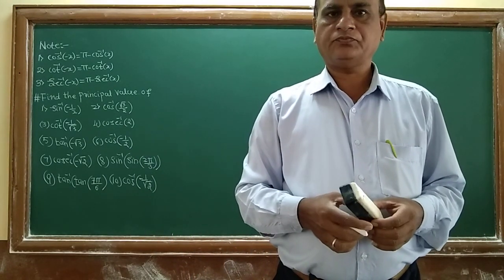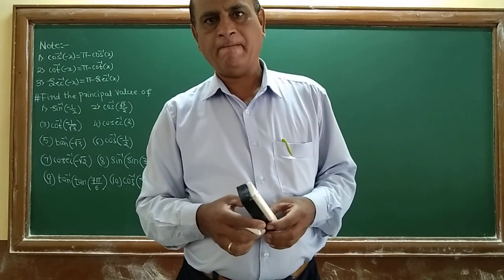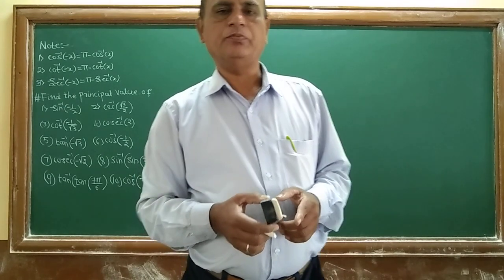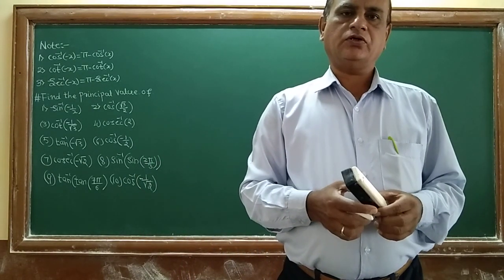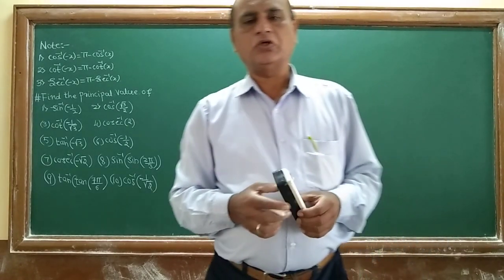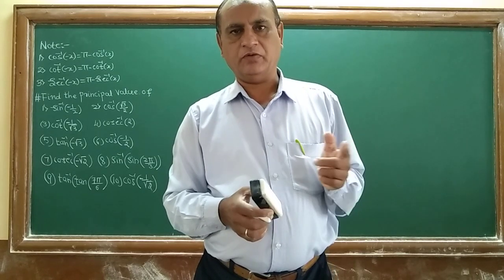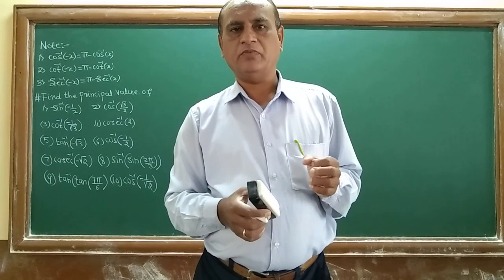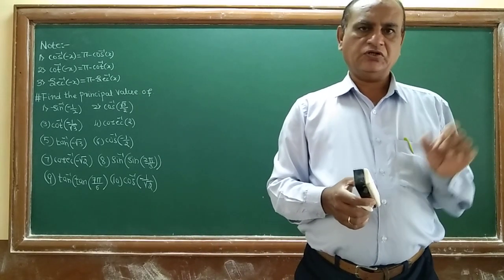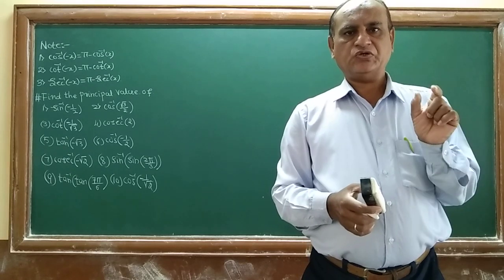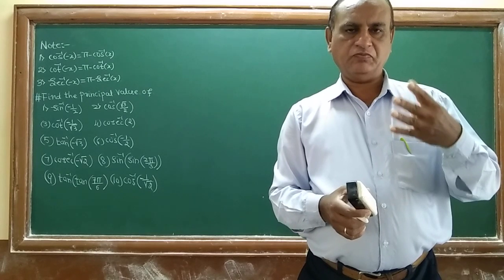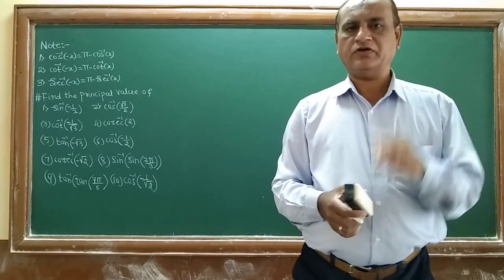In the last period, we covered domain, range, and the principal value branch of all six inverse trigonometric functions. Note this point number 1, note this point number 2, and note this point number 3. For the inverse trigonometric functions, you have to remember the domain and range of at least the 4 important inverse trigonometric functions.